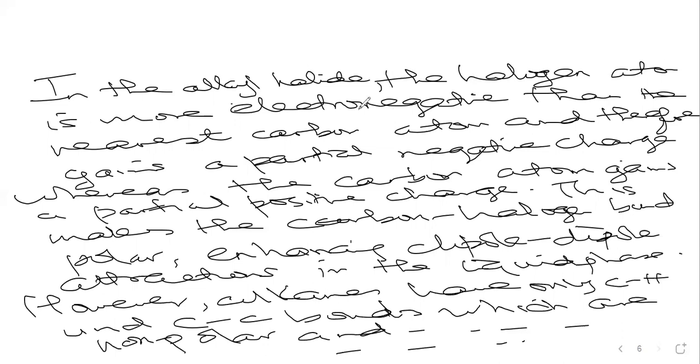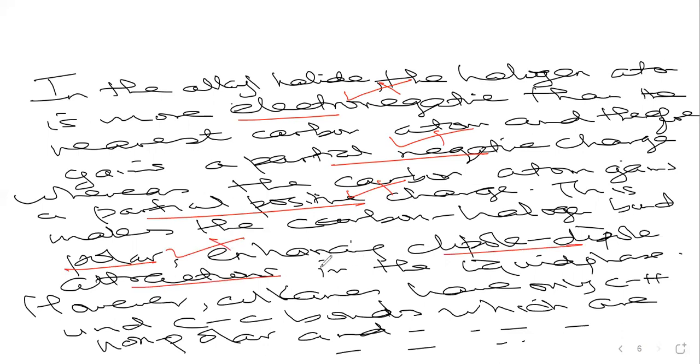I hope you're following. Talk about the electronegativity: the halogen is more electronegative than the nearest carbon, giving a partial negative charge and a partial positive charge. The carbon-halogen bond is polar, so dipole attractions in the liquid phase are enhanced, unlike carbon-carbon bonds and carbon-hydrogen bonds, which are non-polar. I think that has been well explained.